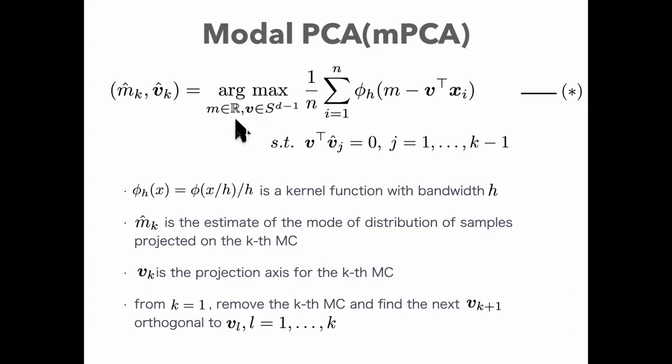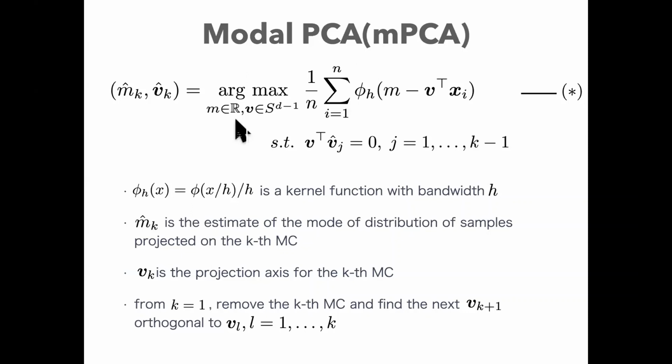For optimizing M fixing V, it is easy because this is just a mode estimation, and there are robust and computationally efficient methods. In our implementation, we use the so-called half sample mode estimator proposed by Bickel and Frühwirth in 2006, and this is something like a bisection search method.